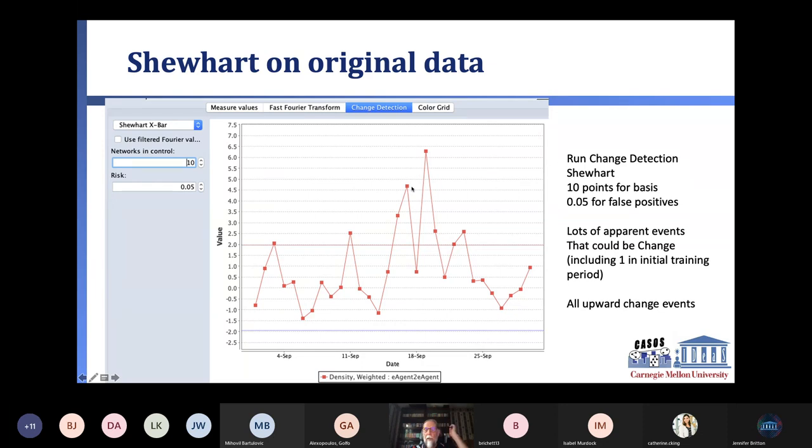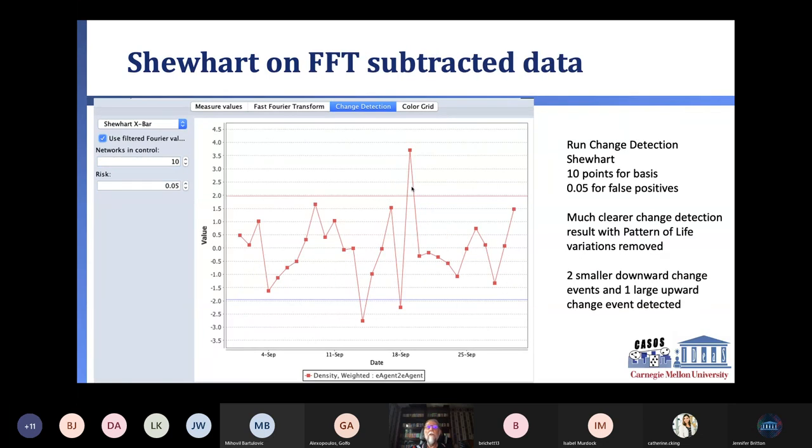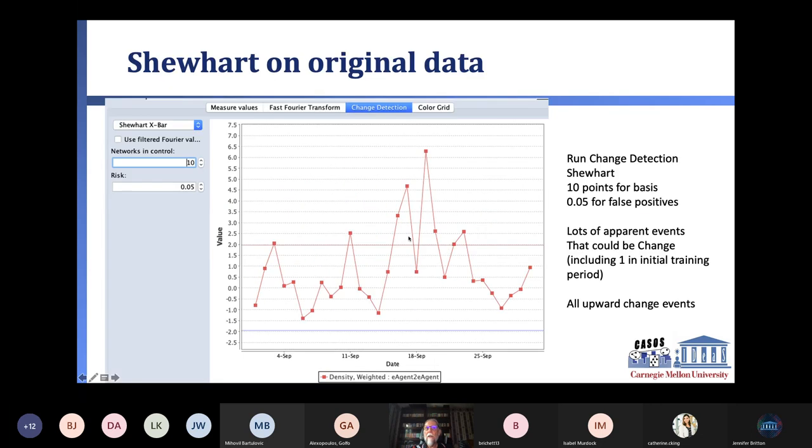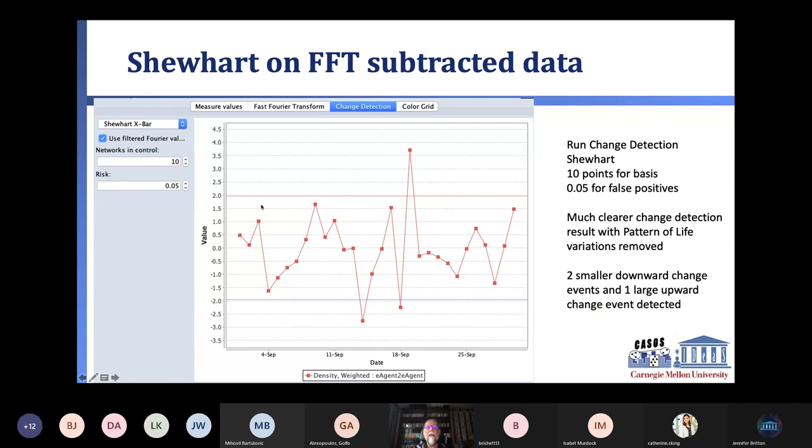but I would be much less sensitive to any other changes. Now, if I instead go on and do the same thing on the blue waveform, where I've subtracted off my resynthesized pattern of life variation, I now do Shewhart on that. And I see now with the same threshold, same 10 networks in control, same 5% risk factor, I pick up an unusual negative day here. The amount of email communication was unusually low right here. Another unusually low communication day, and then an unusually high communication day. Okay. And it turned out those had relationships to some real events. We could double check. This was far, far more accurate, generating far fewer false negatives or false positives. And the threshold is much lower. We stayed with that too, which means we can maintain that high sensitivity.